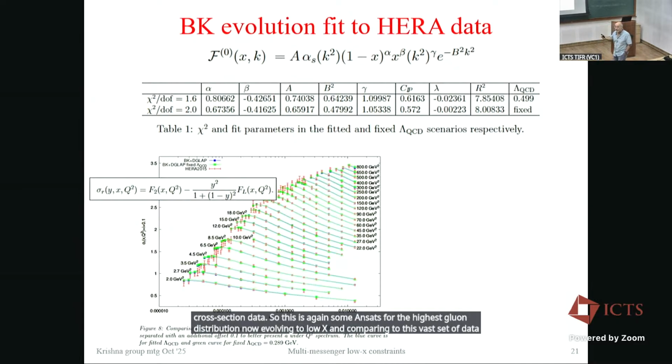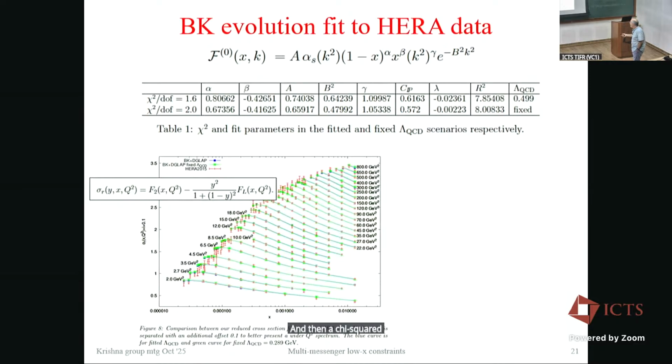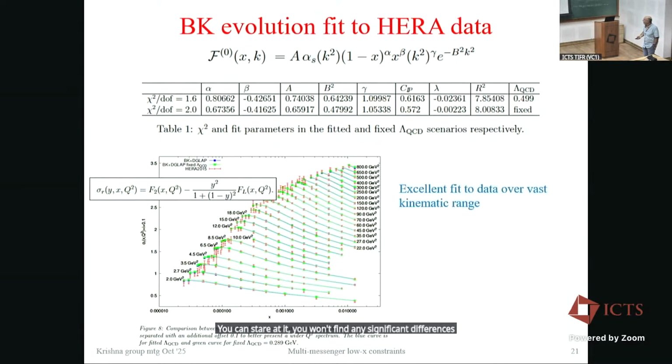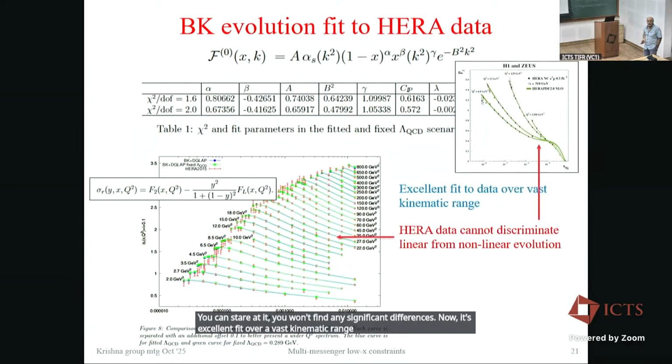It's not Bayesian inference. This is just a direct calculation and then a chi-squared fit. It works extremely well. You can stare at it; you won't find any significant differences. An excellent fit over a vast kinematic range. Now there's something kind of funny here.